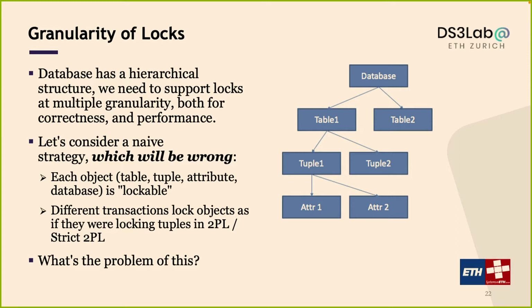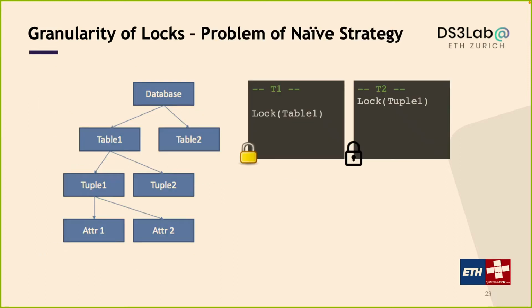What's the problem with this? Looking at this example, I have two transactions. T2 wants to lock tuple 1, and T1 wants to lock table 1. T1's lock is yellow and T2's lock is black, so we know what it looks like. So what should I do? T2 asked for the lock on tuple 1, I gave that to T2, it's fine. I'm holding the lock on this object. Should I give T1 the lock when T1 wants to lock table 1, which contains tuple 1?